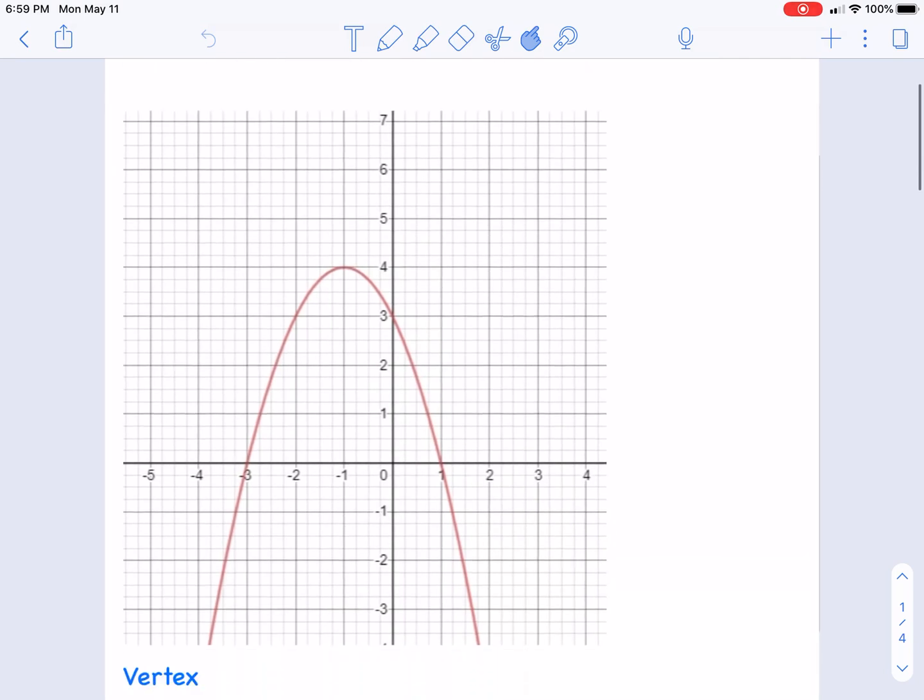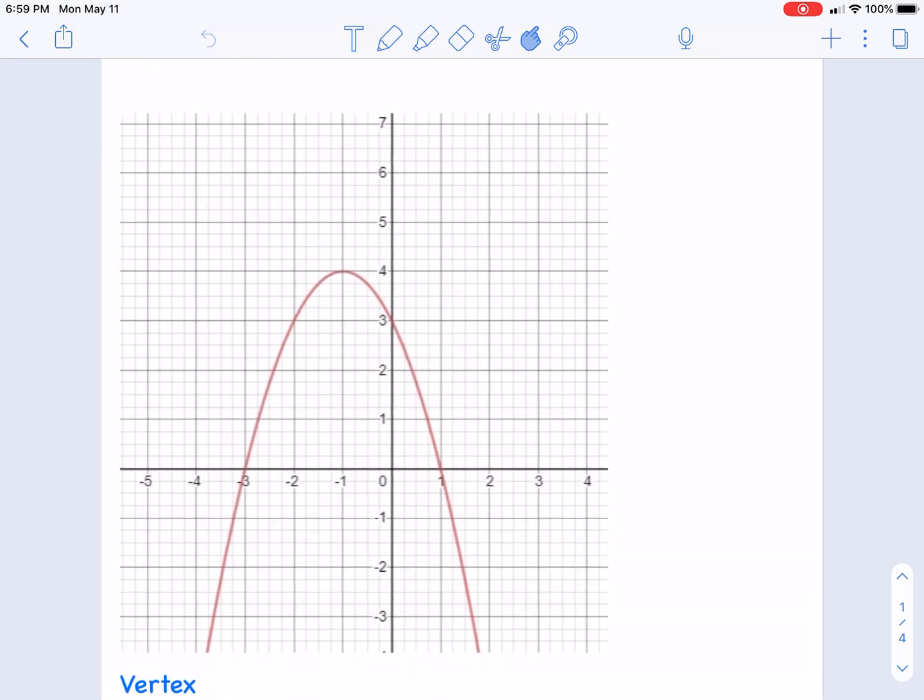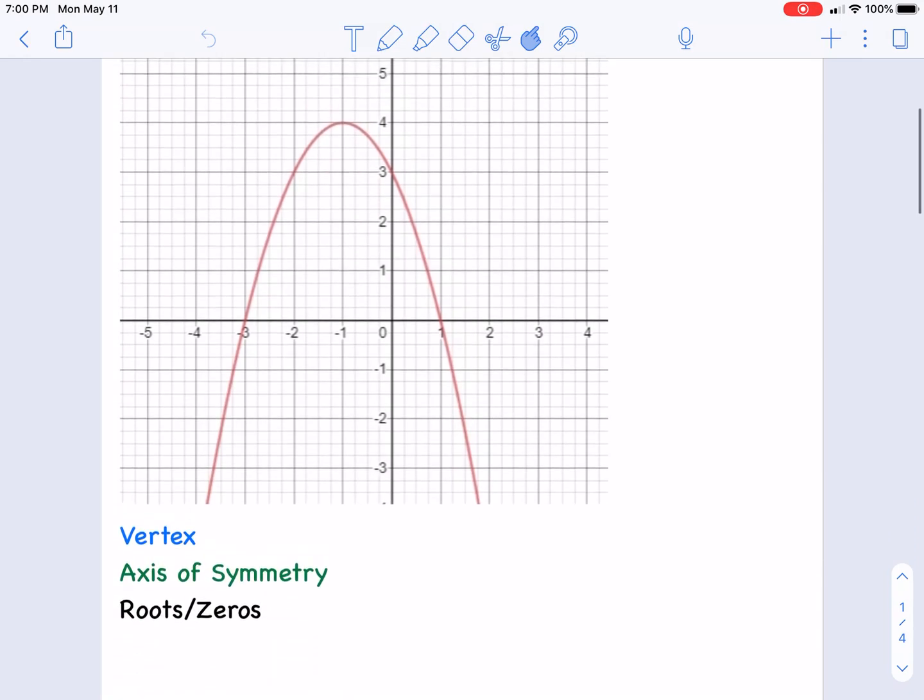Now, whenever we're talking about a function, we always want to figure out some of the key features that will help me solve problems or help me get to know this function. For these quadratics, we've got a couple of key features we're going to talk about today: the vertex, the axis of symmetry, then roots or zeros, which we're not really going to focus on today, but I'm going to show you to avoid some misconceptions.